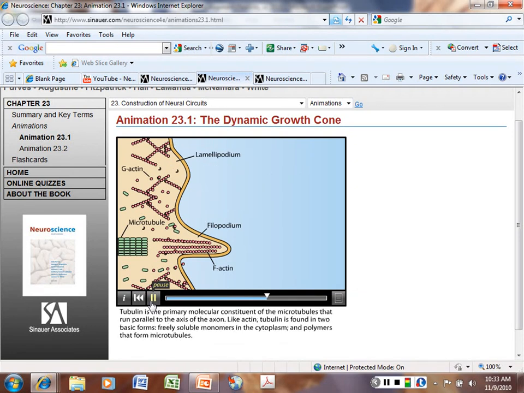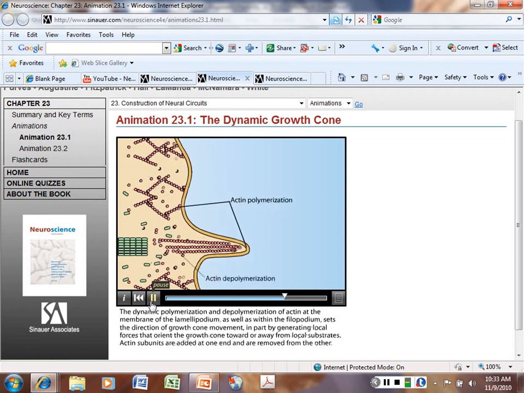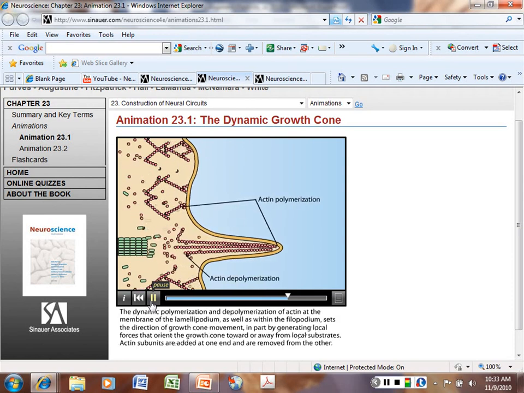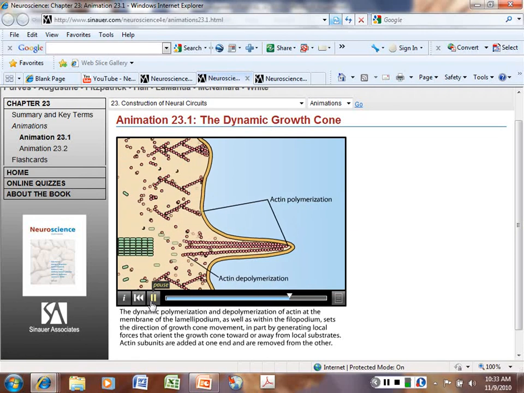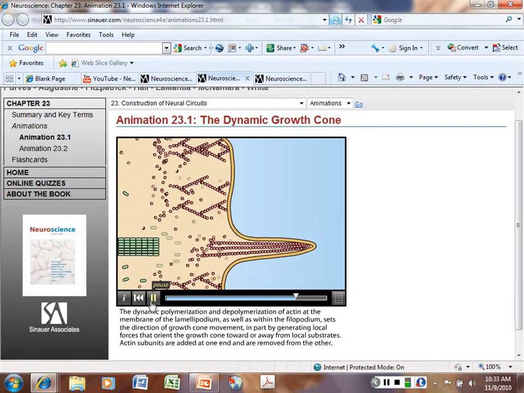Tubulin is the primary molecular constituent of the microtubules that run parallel to the axis of the axon. Like actin, tubulin is found in two basic forms: freely soluble monomers in the cytoplasm and polymers that form microtubules. The dynamic polymerization and depolymerization of actin at the membrane of the lamellipodium, as well as within the filopodium, sets the direction of growth cone movement, in part by generating local forces that orient the growth cone toward or away from local substrates. Actin subunits are added at one end and are removed from the other.